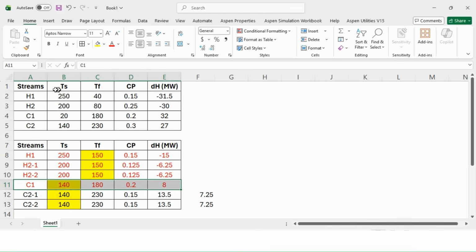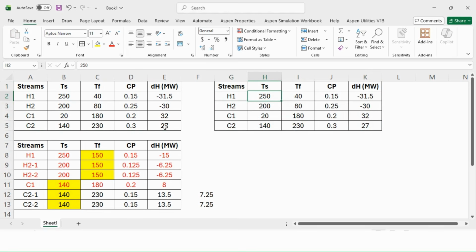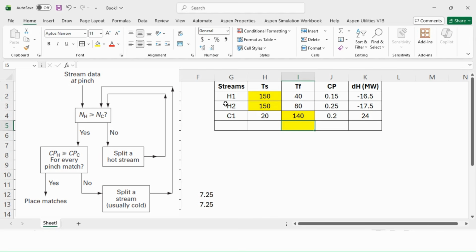Now, if we copy paste it again and take it here, we need to change the supply temperature of the hot stream and the target temperature of the cold stream. Now we need to see that C2 is eliminated from the system. So accordingly, it will be 150, 150, 140. Now you can see H1, H2, C1. So the number of hot streams is greater than the number of cold streams. The first rule is satisfied. What is the second rule? That the Cp of hot should be greater than or equal to the Cp of cold.